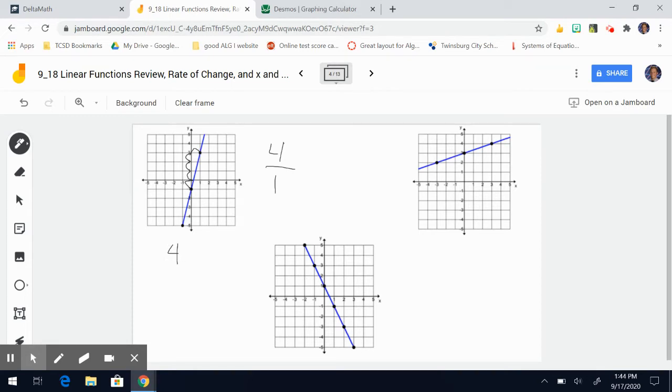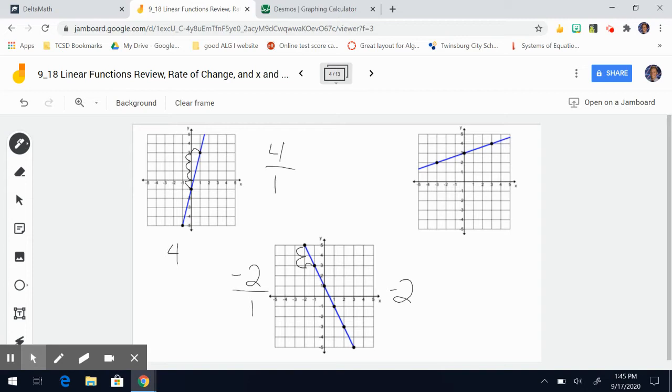And then moving on to this one, it doesn't matter which points I take. So I'm just going to take this first one, go down 1, 2. Down means negative 2 spots. And then we're going to jump over to the right 1. So we're going to get negative 2 over 1 as our constant rate of change, and that simplifies to just negative 2.